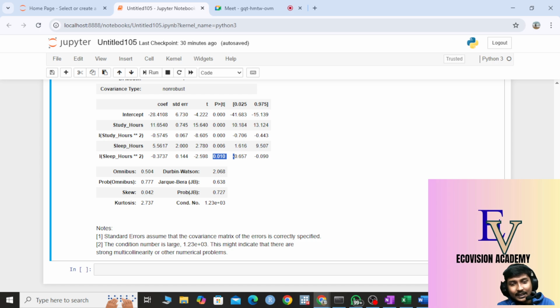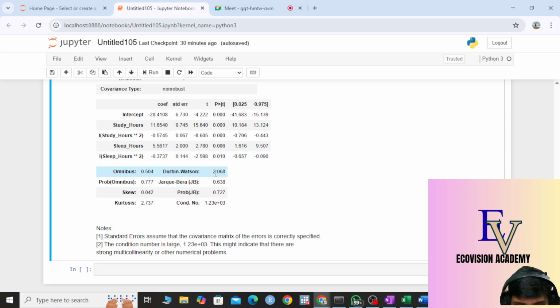Now tell me, if I study more, then my score will increase. But if I study more than enough, my score will decrease because there is a negative coefficient. Sleep hours is positively related. If my sleep hours increases, my scores will increase. But if I sleep for 20 hours a day or 24 hours a day, then my score will automatically decrease.